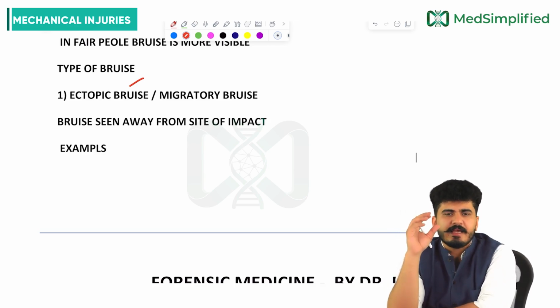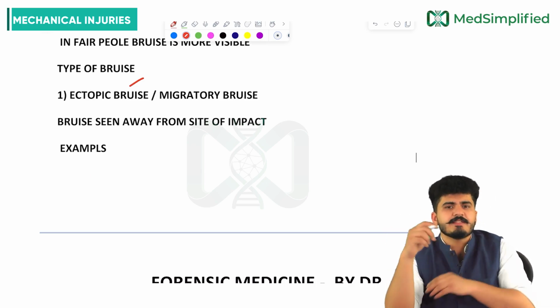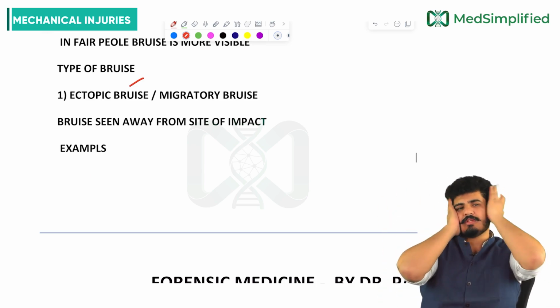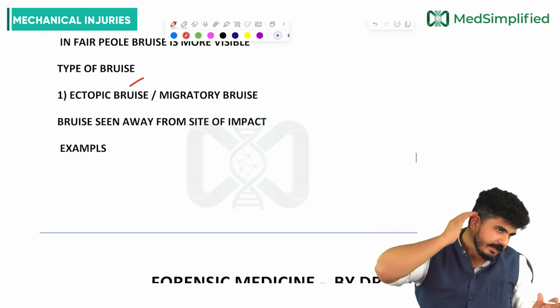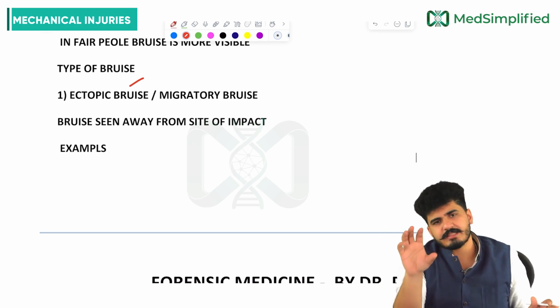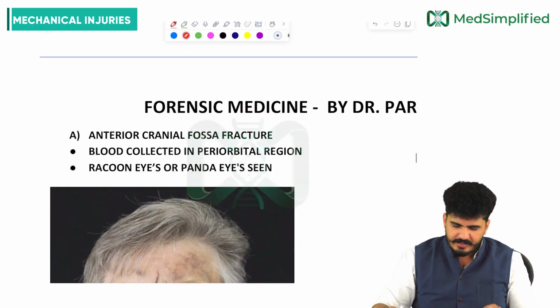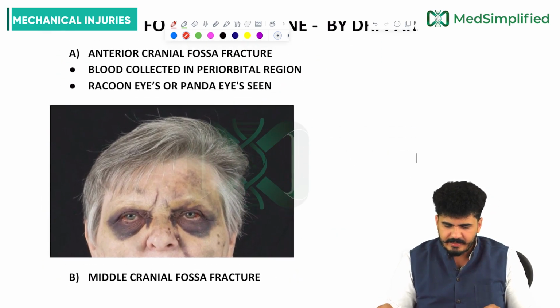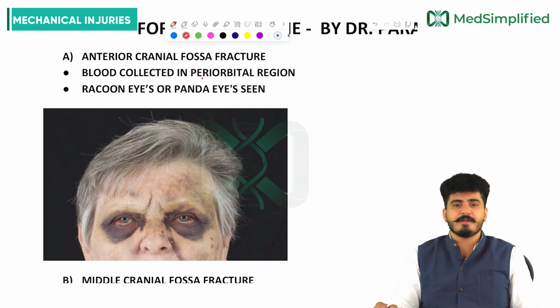What do you mean by this ectopic bruise or migratory bruise? Bruise seen away from the site of impact. If someone is hitting you here, bruise you will see right here, away from the site of impact. And a very important example right now we are having. Number 1 is anterior cranial fossa fracture.